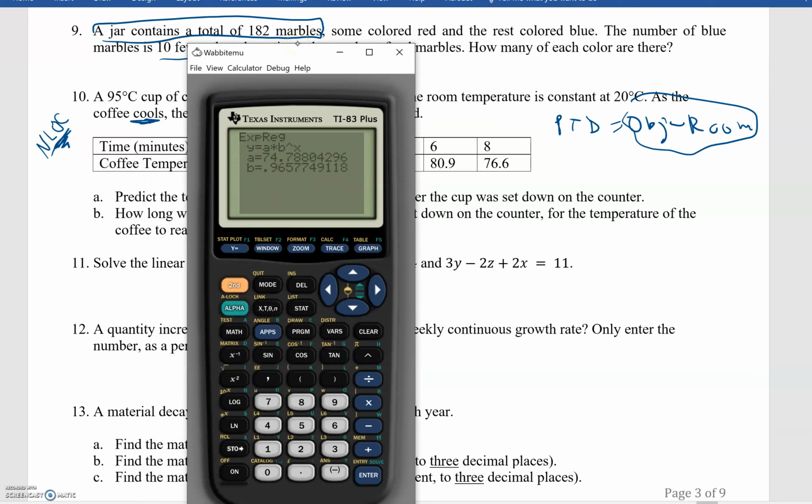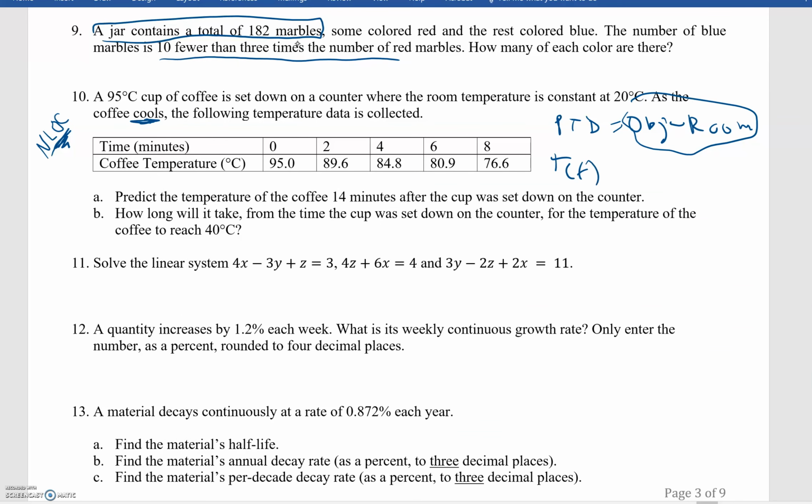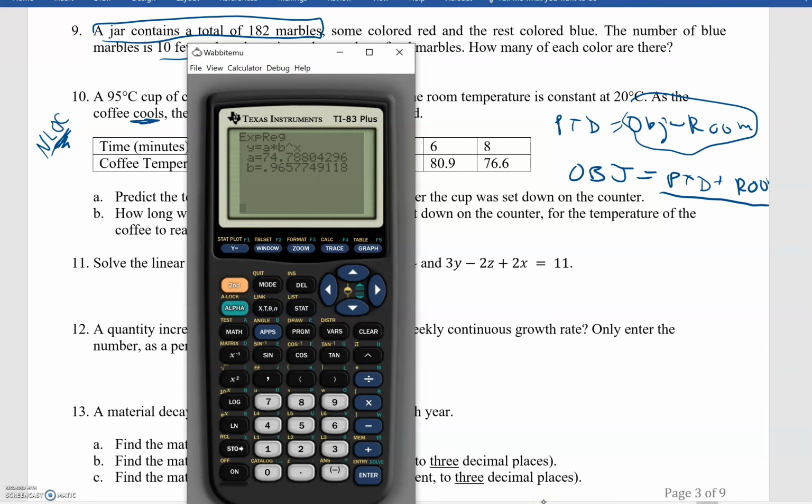And now what I ultimately want is T of t, the object temperature at time t. And so to get that, I go to this relationship and I say, well, the object temperature must be equal to the PTD plus the room. So we need to go to our PTD function, which is saved here, and add the room temperature. The way I like to do that is to insert the room temperature, which is 20 degrees, in the beginning, and then add that to my function. And so now I actually have the true object temperature function.